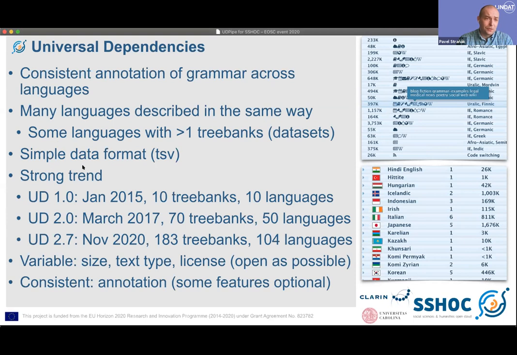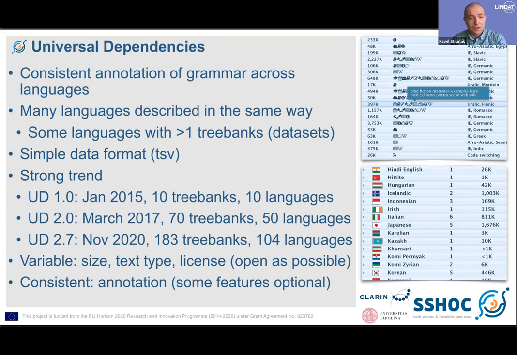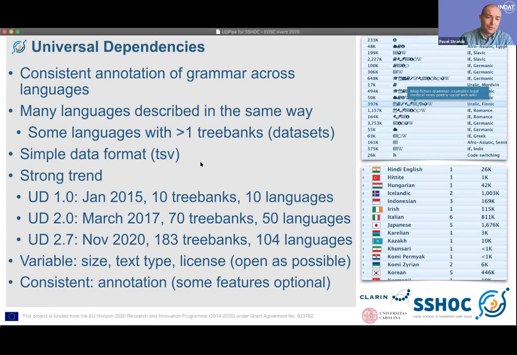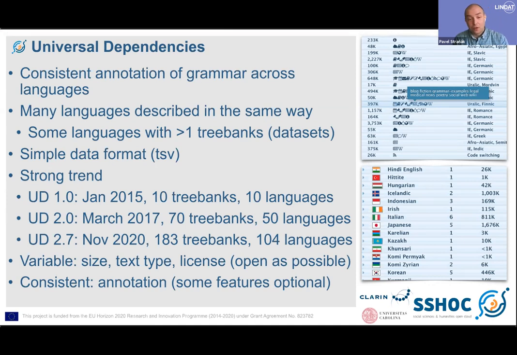The Universal Dependencies project is quite successful, I would say. The first version of the project, released in January 2015, included 10 treebanks for 10 languages. So we trained those models and we provided a UDPipe tool that was able to analyze 10 different languages.